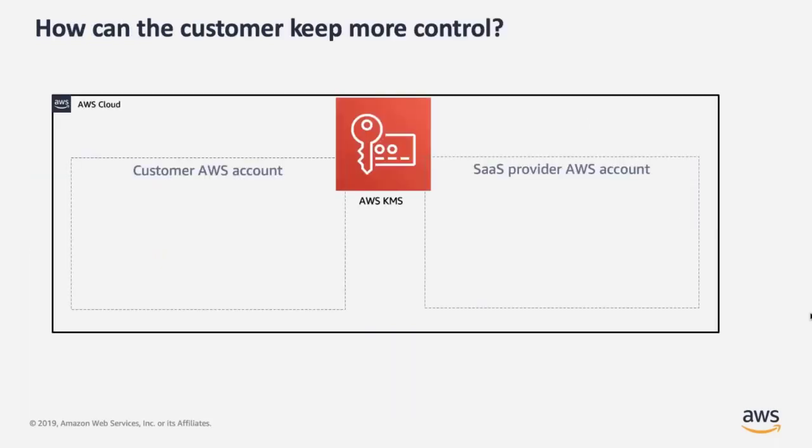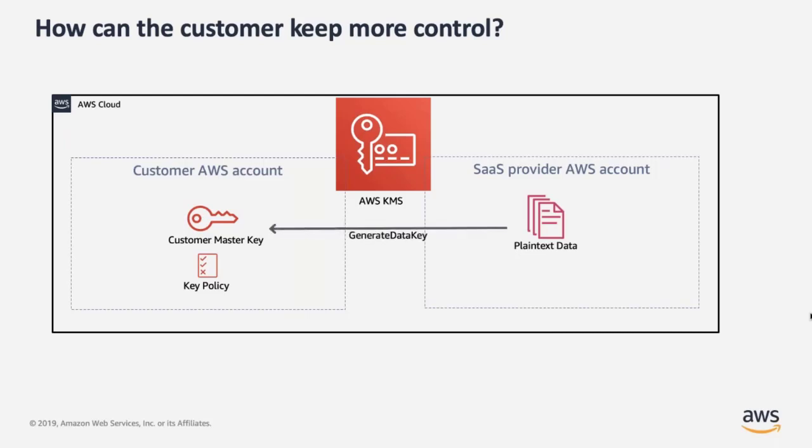So how can we open that up to give the customer more control over what just happened? So what if we put the customer master key inside the customer account? Can we give the SaaS provider access to that? Well, sure. So the client, your users are going to put data in the SaaS, however you do that. From there, the SaaS provider can make a generate data key request, just like would happen in your own account, but this is a cross-account access. And we'll dive into the key policy required for this in the next slides.